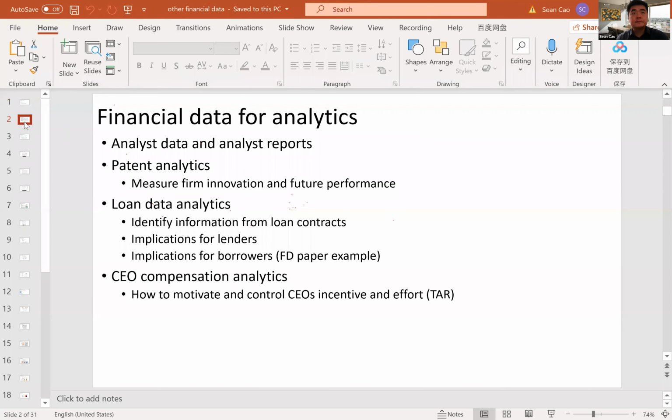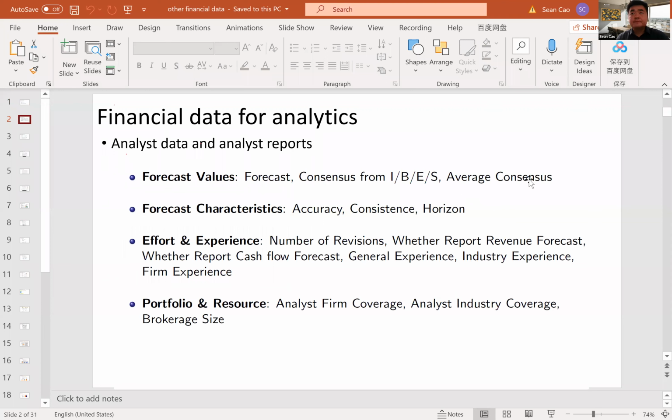Okay, excellent. So about analyst data. What kind of information do we know about analysts? First of all, we have analyst reports, which I will talk about momentarily, and we have analyst data. So what's an analyst's job? Analysts do three things.